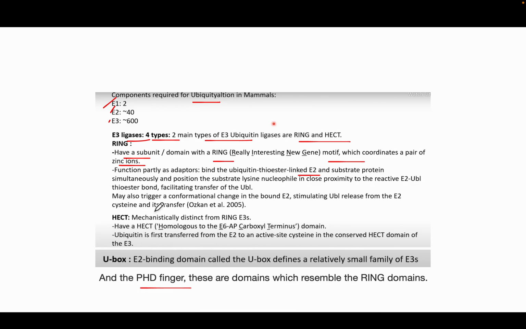And there is another ligase, HECT. This is also mechanistically similar to the RING E3 ligase. It has a HECT domain. The full form of HECT is homologous to the E6AP carboxyl terminus. Ubiquitin is first transferred from E2 to an active site cysteine in the conserved HECT domain of E3.